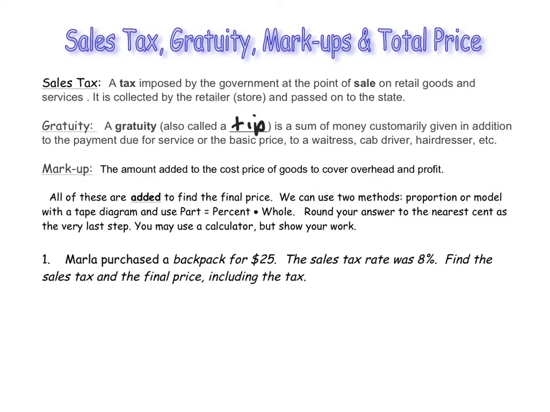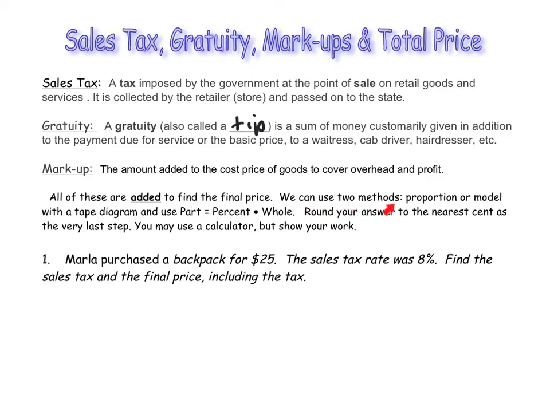For instance, if Walmart is able to purchase, let's say, a towel, and it costs them $2, well, they might mark it up $6 more because they have their employees to pay, they have the electricity and all the things that entail keeping up with a building, and so markup is so that the company can make a profit. So all of these are added, that's important, added to find the final price.